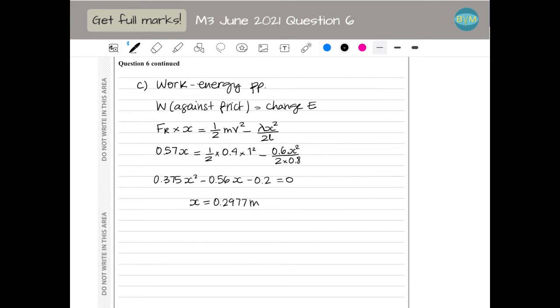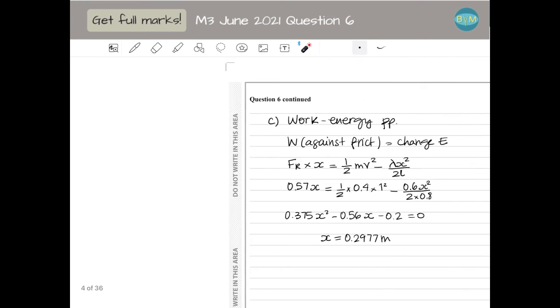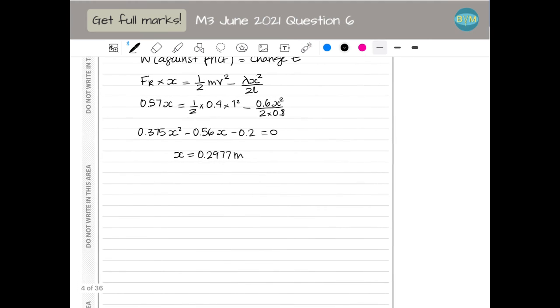So this is the distance that the string has stretched, from B to C. But they are asking us for the total distance traveled by P from A to C. So we have to add this 0.8 that it moved at the beginning. So the total distance is the 0.8, which is L, the natural length of the string, plus this 0.2977. So it's more or less 1.1 meters.